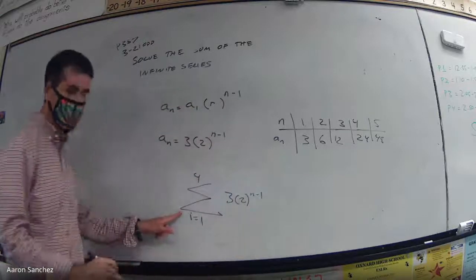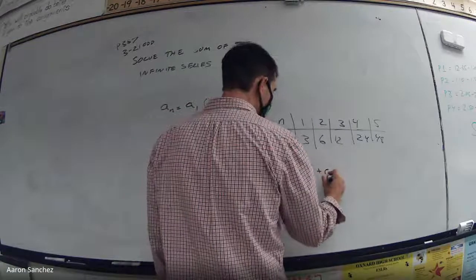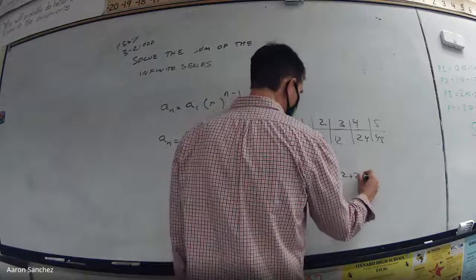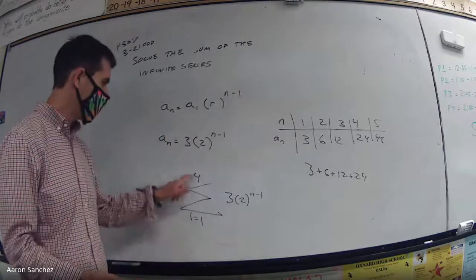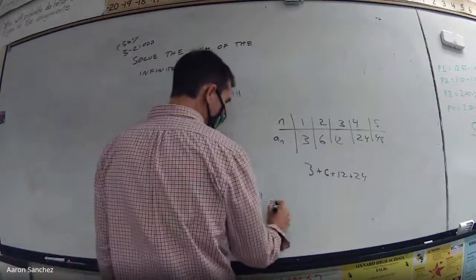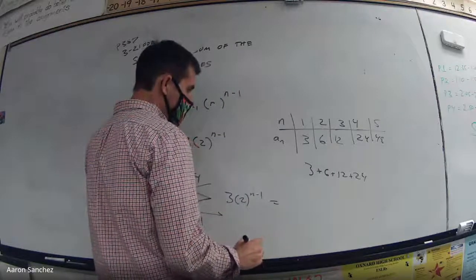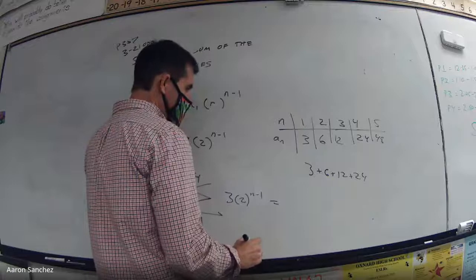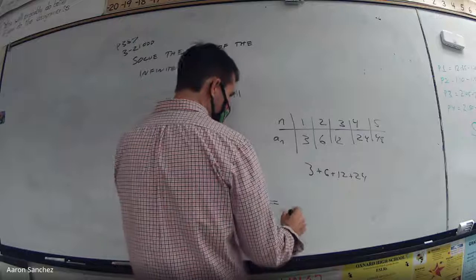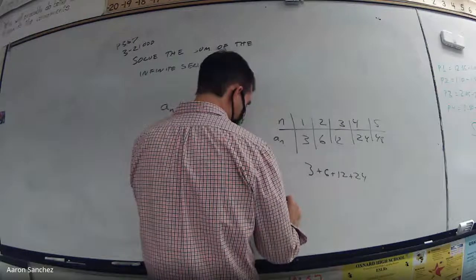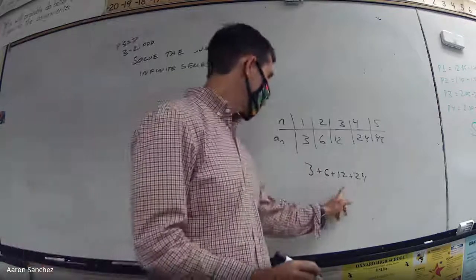So what would the answer of this be? This means add 3 plus 6 plus 12 plus 24. We can add them up, right? So we're going from the first term to the fourth term, we add them up, and we get, let's see, 9 plus 12 is 21, plus 24 is 45. I think, is that right? 45?